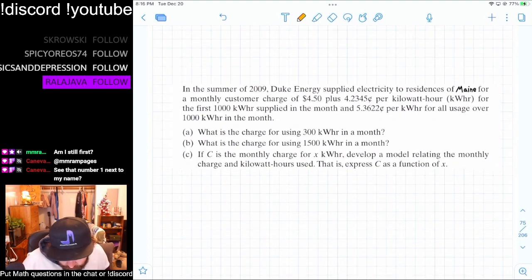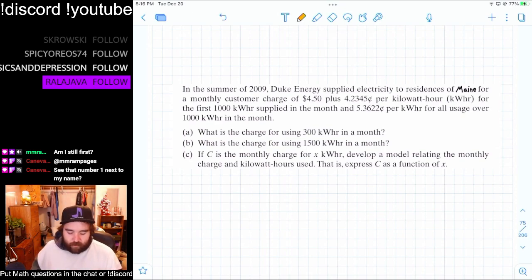Ooh, maybe here we're doing a problem like that. So in the summer of 2009, Duke Energy supplied electricity to residents of Maine for a monthly customer charge of $4.50 plus 4.2345 cents per kilowatt hour for the first 1,000 kilowatt hours supplied in the month, and 5.3622 cents per kilowatt hour for all usage over 1,000 kilowatt hours in the month. What is the charge for using 300 kilowatt hours, 1,500 kilowatt hours? What is the monthly charge for x kilowatt hours? So make an equation for it. All right, cool.